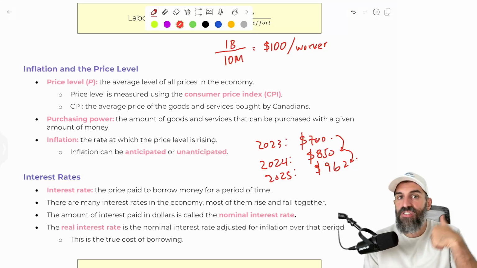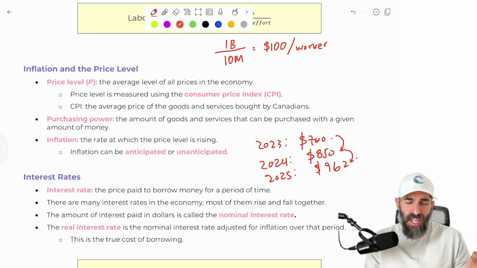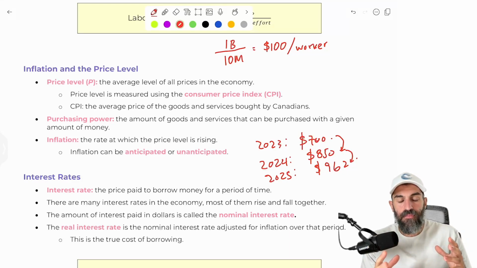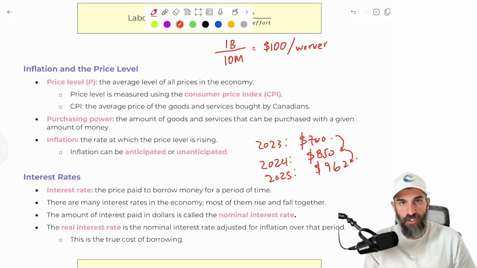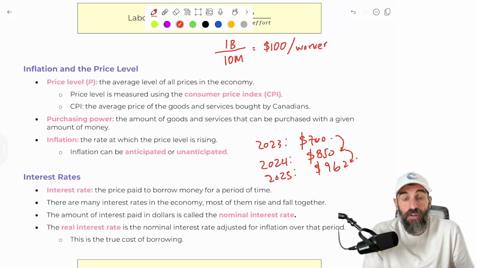It's when inflation is unanticipated that we have a problem. So if we were expecting inflation to be 2%, but it ended up being 8%, you have a massive problem. You have people that are getting underpaid. You have things that are becoming too expensive too quickly. The problem in an economy is whenever we have unanticipated inflation that we didn't account for and we didn't plan for.